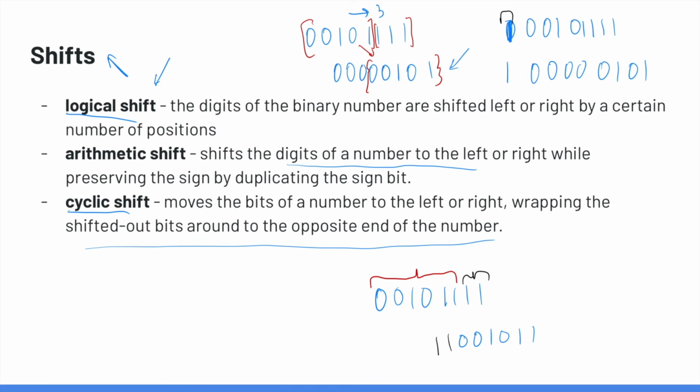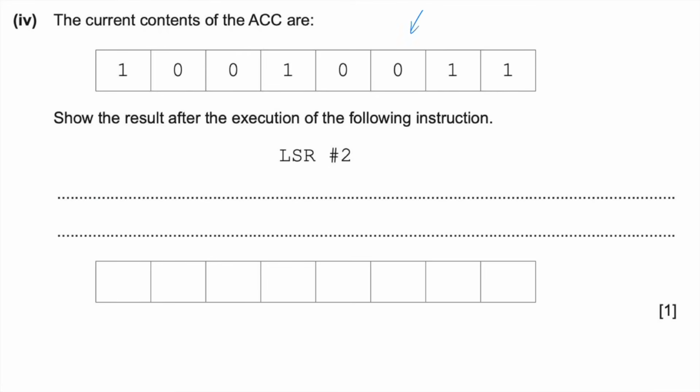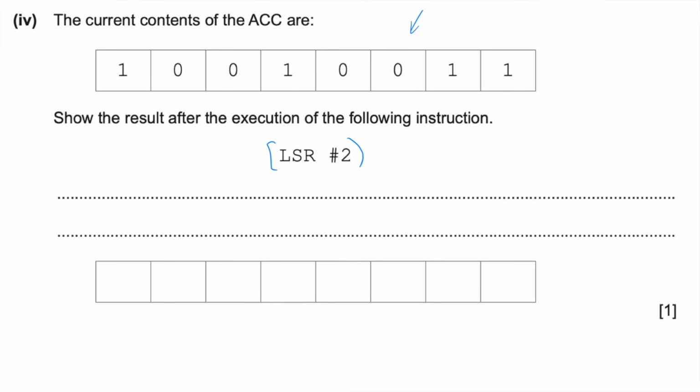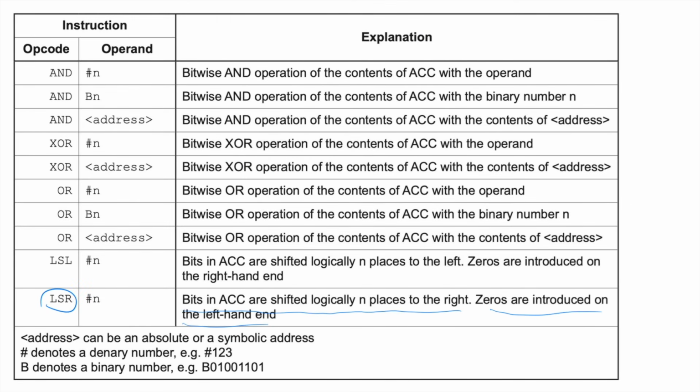Anyways, let's take a look at some A-level examples to really solidify your understanding of this concept. So right here it says the current contents of the ACC are this. Show the result after the execution of the following instruction. So if we go to our table of commands, right here we have LSR, and it says bits in the ACC are shifted logically n places to the right. Zeros are introduced on the left-hand side. So we're basically shifting these digits to the right. And because we have a 2 right here, we're shifting the digits 2 places to the right. So let's just make sure. Yeah, logically n places to the right with n being right here.